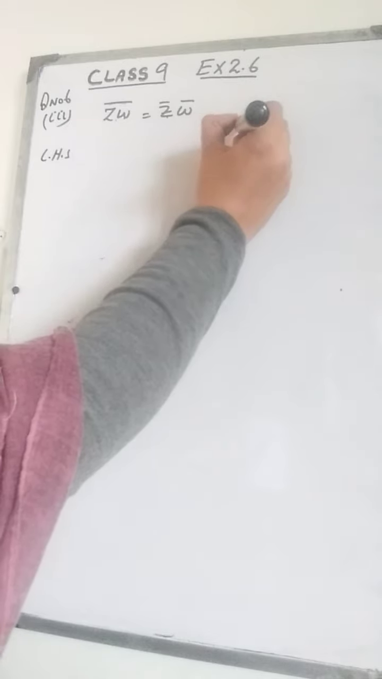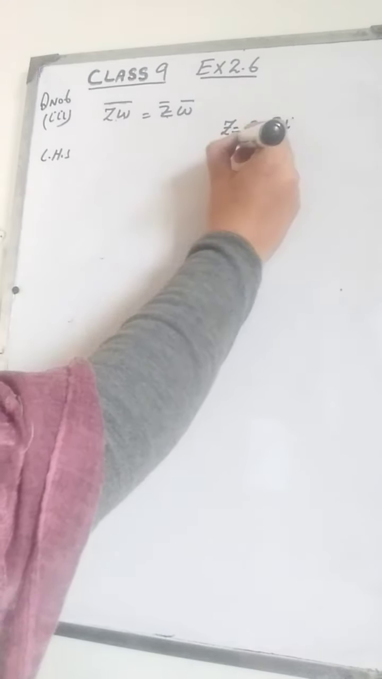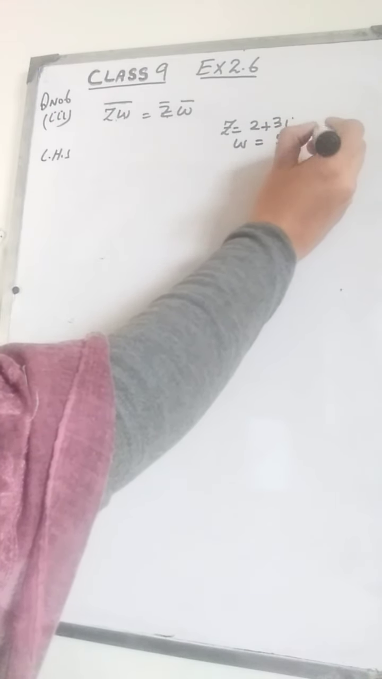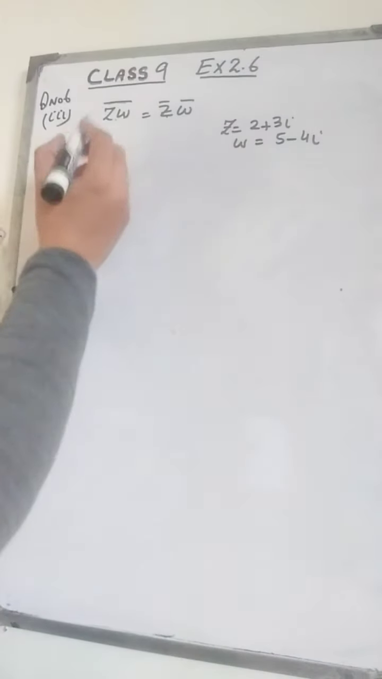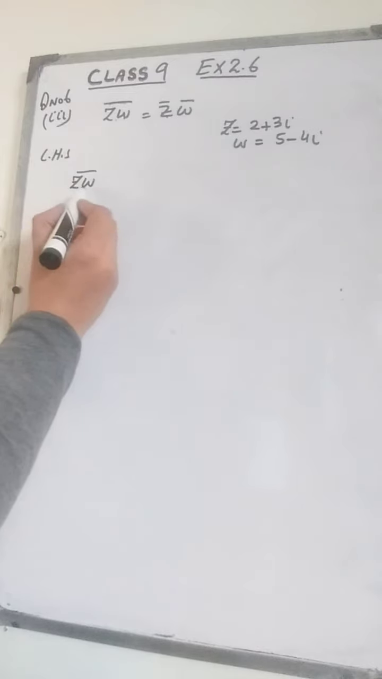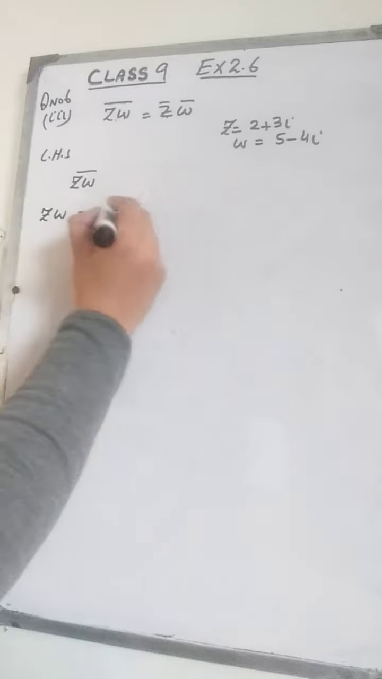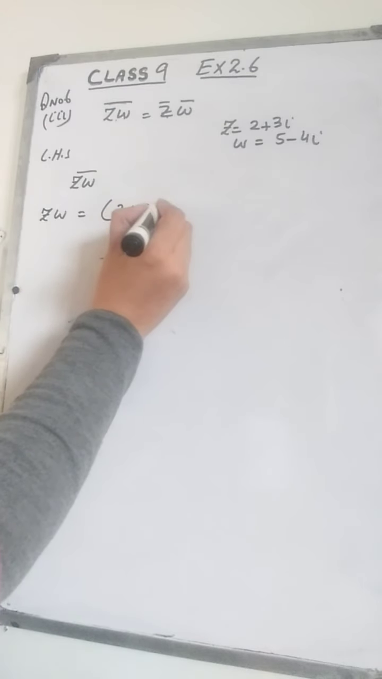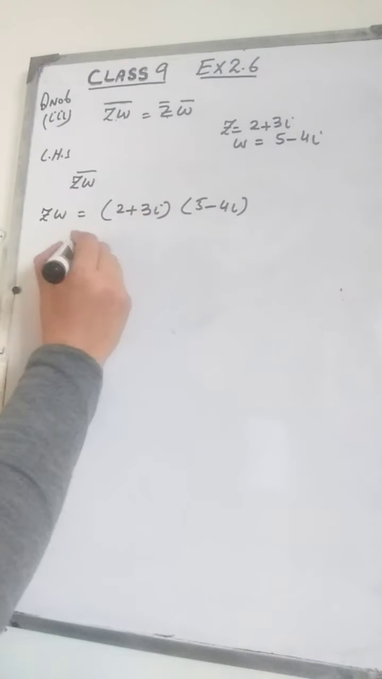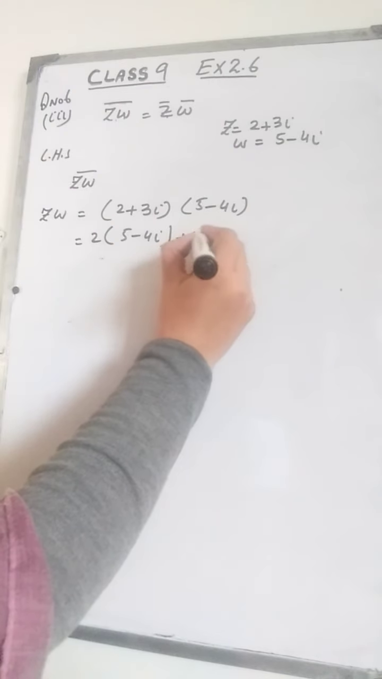Z was given to be 2 plus 3 iota, and W was 5 minus 4 iota. This is given in the question. So we are going to first find the left hand side. In this we are going to find the product first. So I am going to find ZW first: 2 plus 3 iota into 5 minus 4 iota. We are going to do the multiplication quickly as we did before.